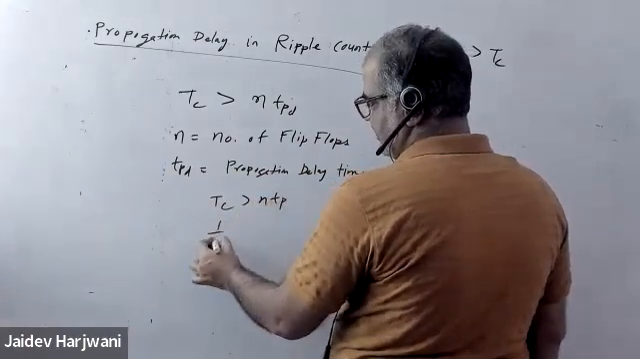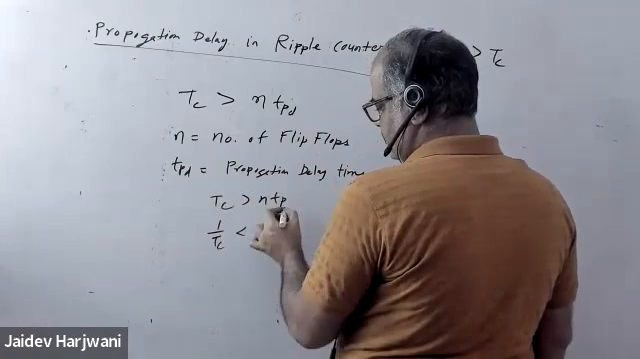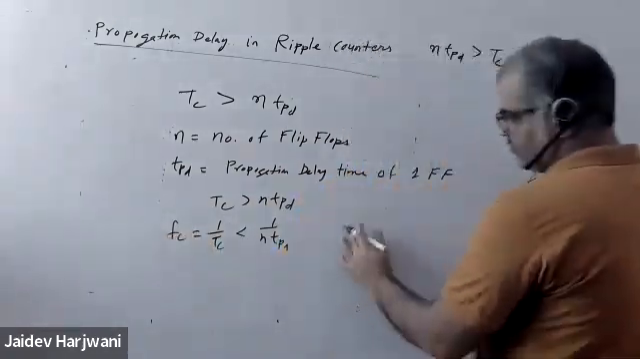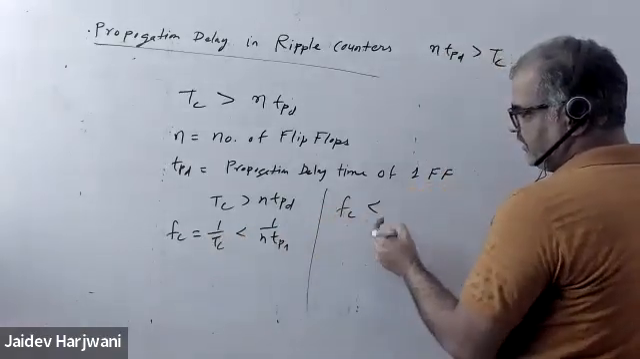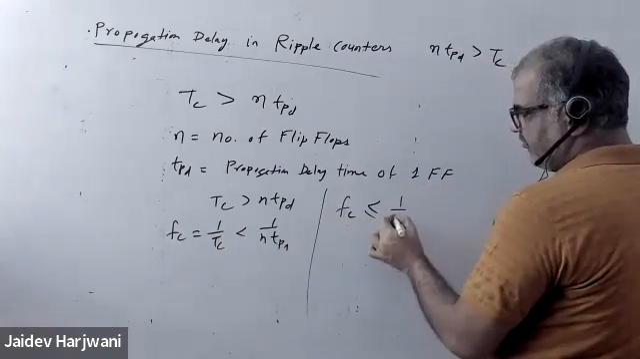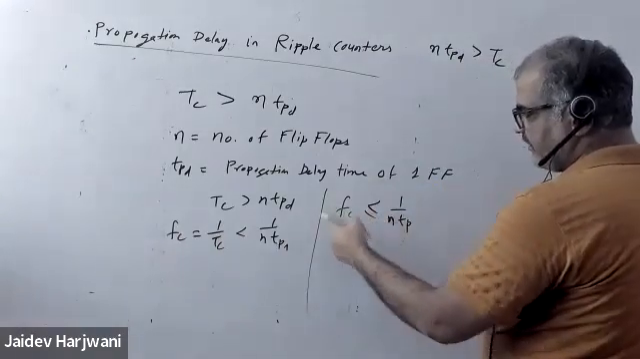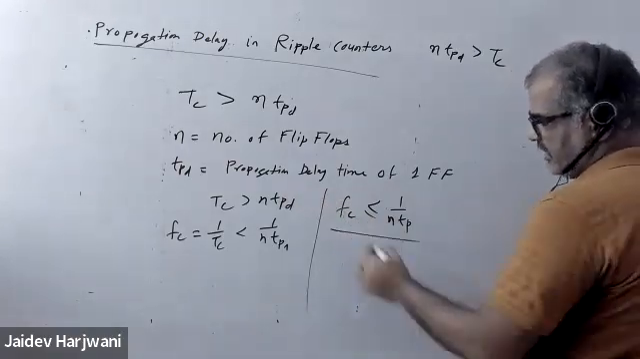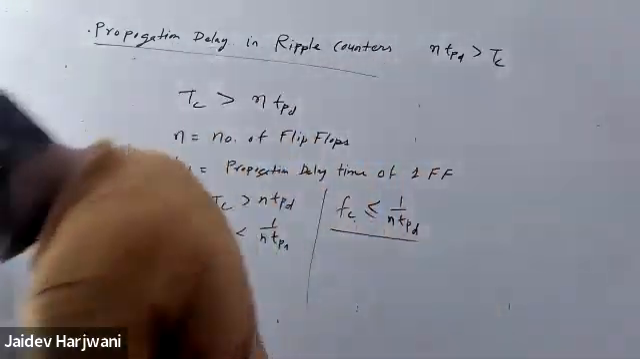Now TC should be greater than n TPD. That means 1 by TC should be less than 1 upon n TPD, and 1 by TC is nothing but FC. So your clock frequency has an upper limit. It can be at most 1 upon n TPD. It should actually be less, but to calculate the upper limit we can make it maximum. So this is the limit of upper frequency for your ripple counter.